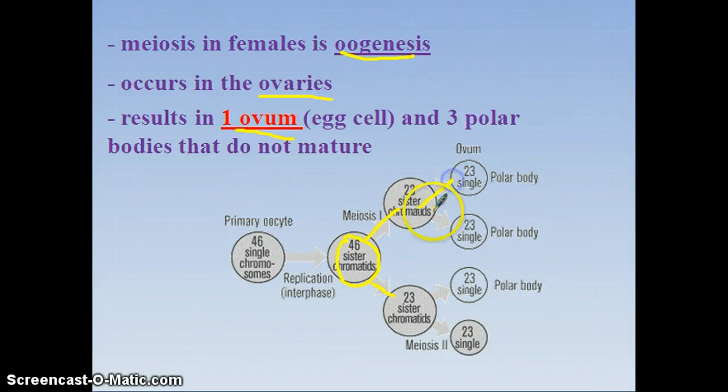So when they come together in fertilization, it equals 46. And it goes through meiosis 2, where you are left with a polar body, a polar body, a polar body, a total of 3, and 1 single egg.